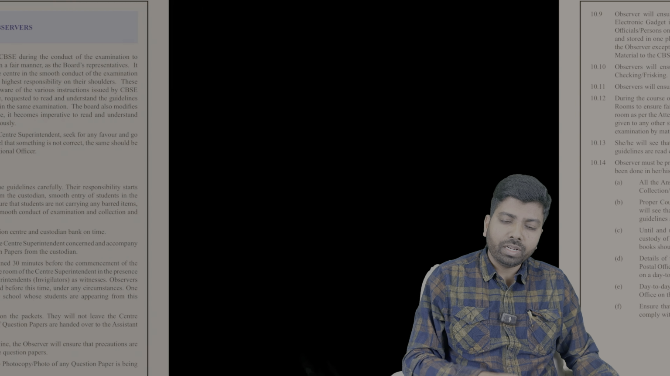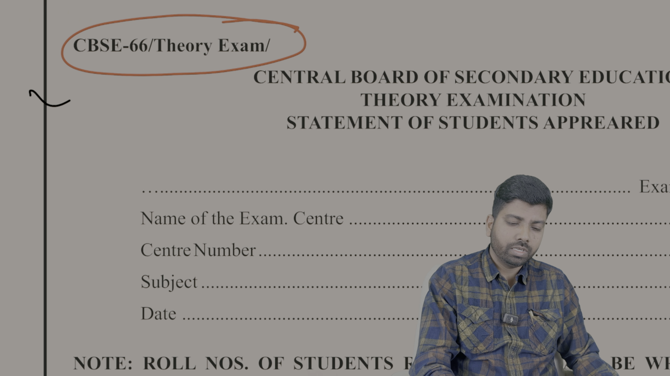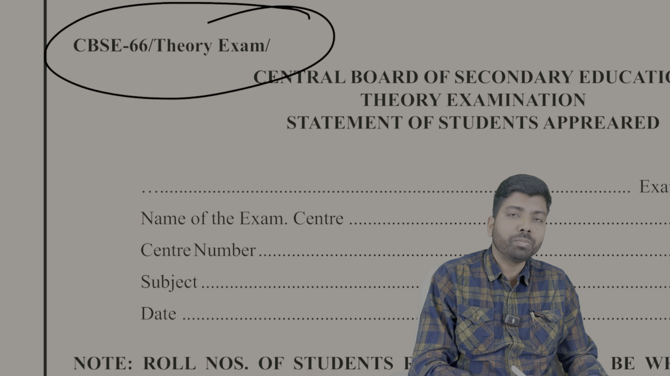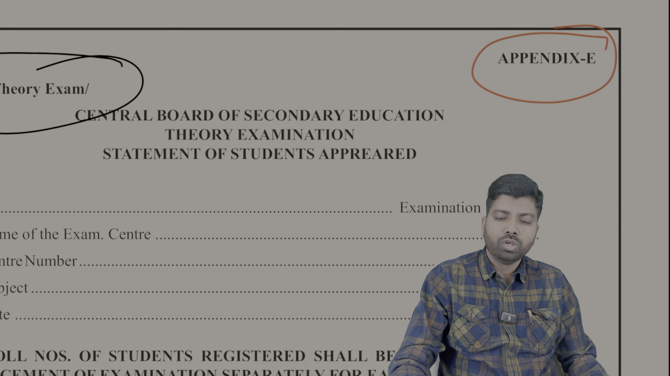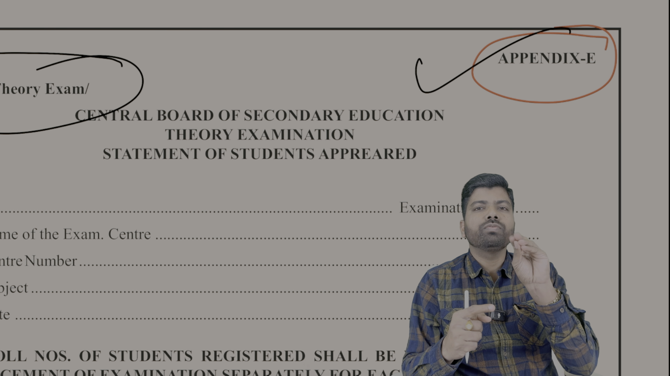So there you will go to Appendix E. You can see here it is written, CBSE 66 theory examination. The document starts from here. Can you see this is Appendix E? So this is your Appendix E: E, F, G, H, I, all these 5 documents.